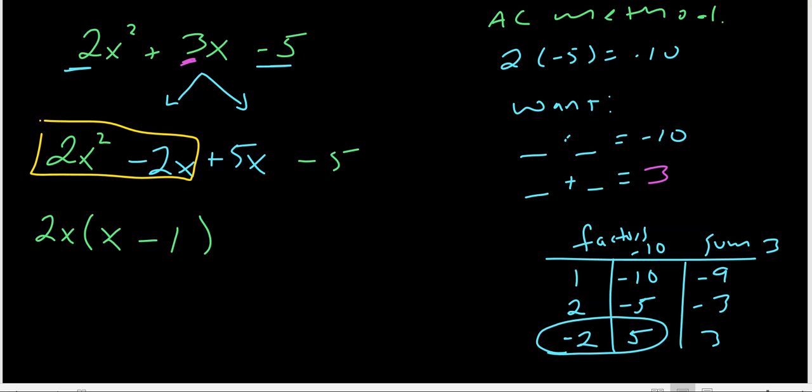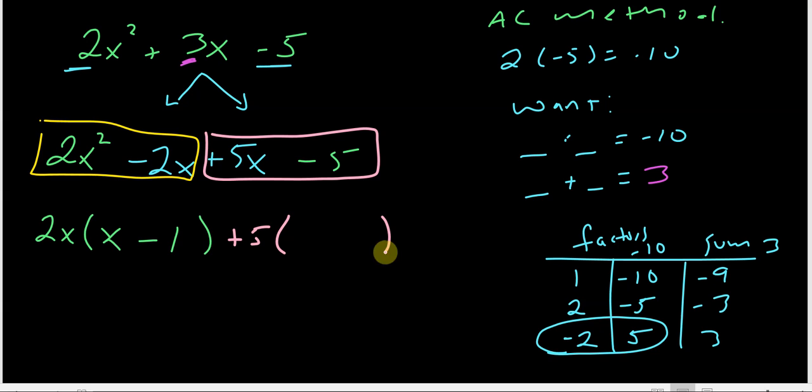And then we're going to take the last two terms, and we're going to do the same thing, factor out the greatest common factor of just those. So in this case, 5 is the biggest thing that divides into both, and we're going to try a positive 5. So if I factor the positive 5 out, we're left with an x and a minus 1.